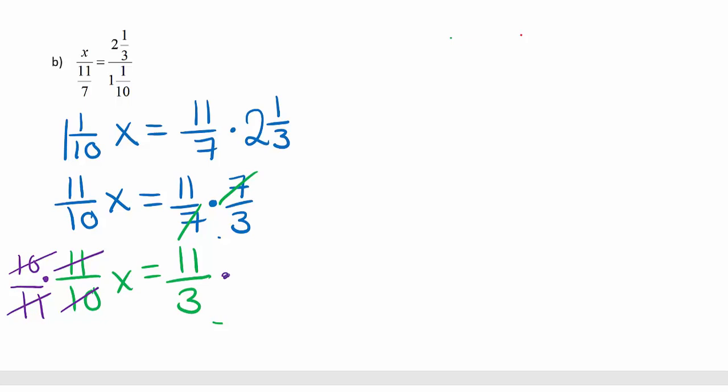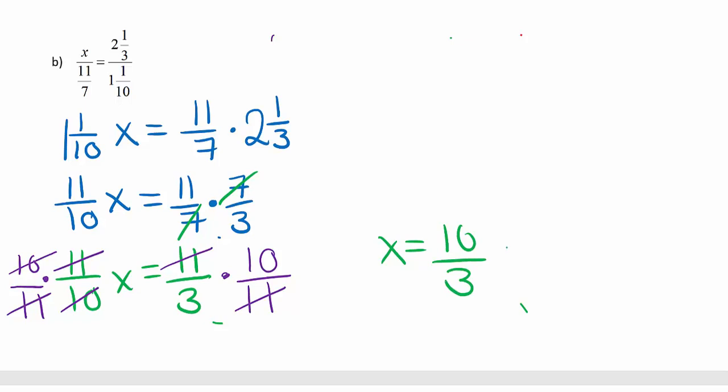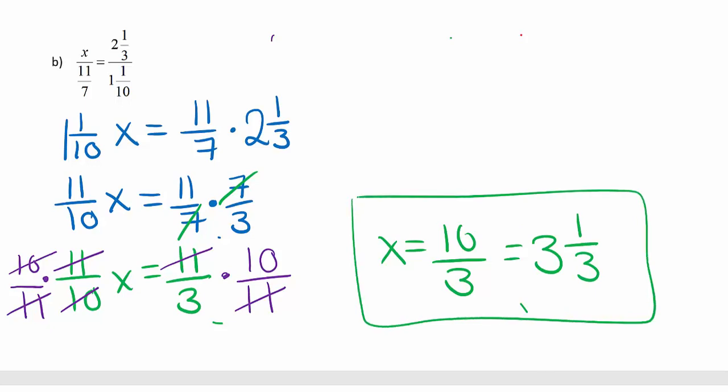So that's exactly what I'm going to do on the right-hand side. I'm going to multiply by the reciprocal, 10 over 11. Now the 11's cancel, and I am just left with x equals 10/3. You can leave your answer like that if you want, or you could write that as a mixed number. 3 goes into 10 3 times with 1 left over, so you could write that as 3 and 1/3.